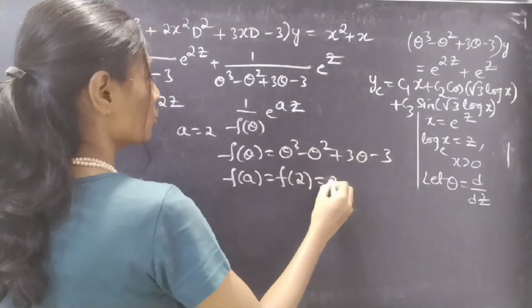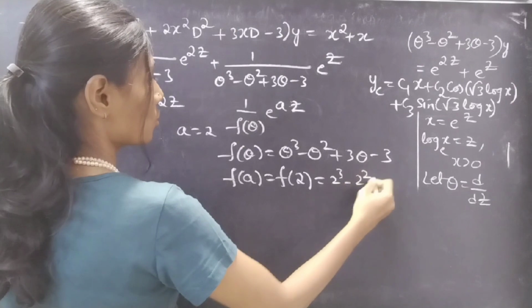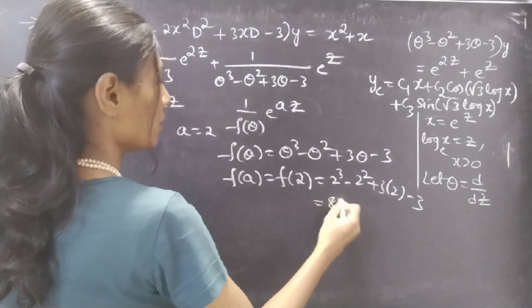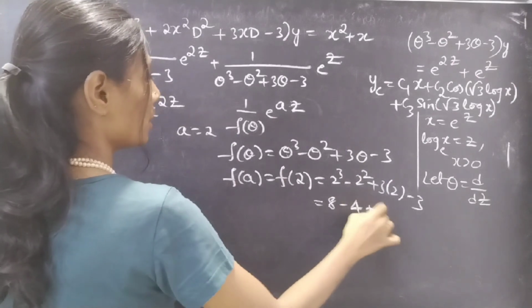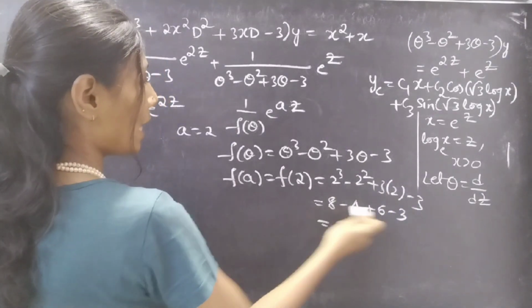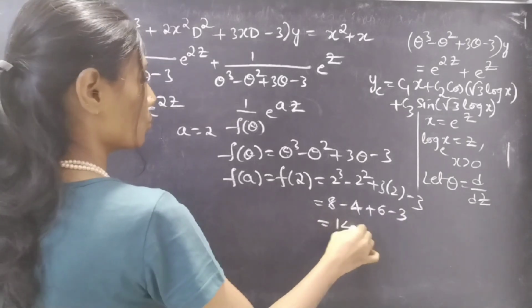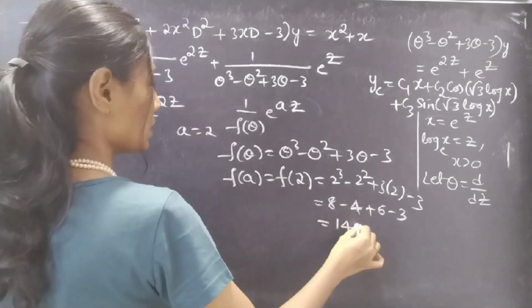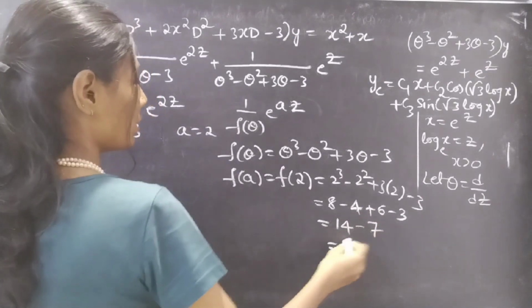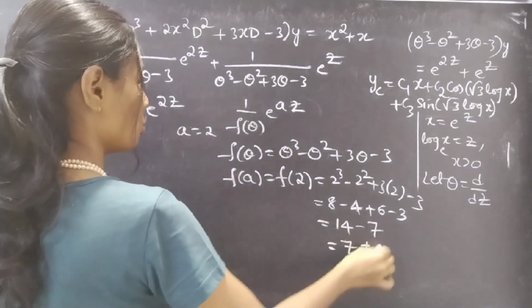We get 2 cube minus 2 square plus 3 into 2 minus 3, which equals 8 minus 4 plus 6 minus 3, which equals 8 plus 6 is 14, minus 4 minus 3 is minus 7, right? So 14 minus 7 is 7, non-zero.